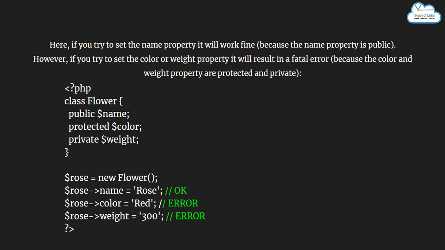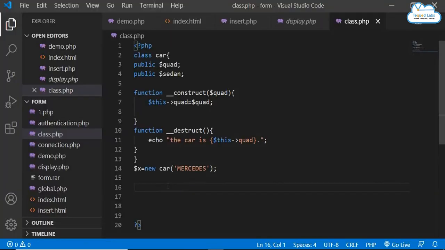So here if you try to set the property, it will work fine because the name property is public, right? However, if you try to set the color or weight of the property, it will not be possible. Why? Because it is outside the class. Correct? So let me show you this example. So let me remove this.